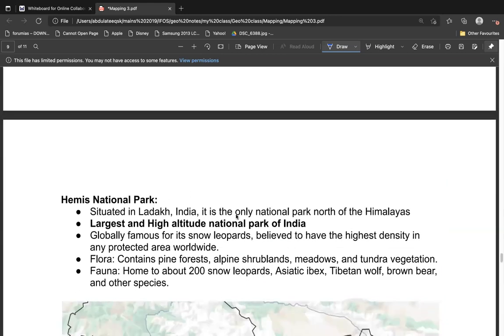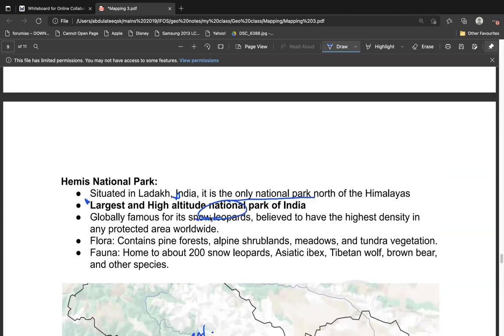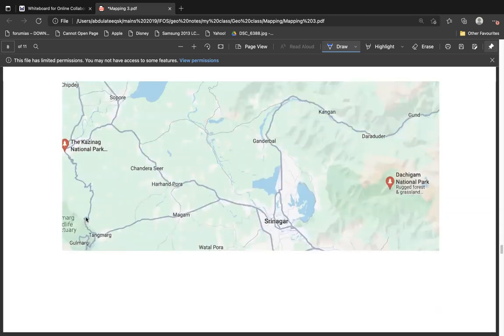See here, the Hemis National Park, the largest and a high altitude national park. It is the only national park north of the Himalayas. Snow leopards are present here. Since it is a high altitude area, the vegetation is primarily made up of pine forest, alpine forest, meadows, these things. So these are the two important points that you need to know.